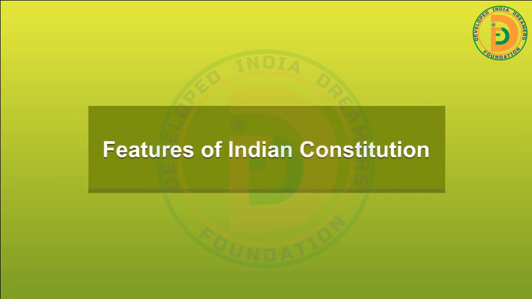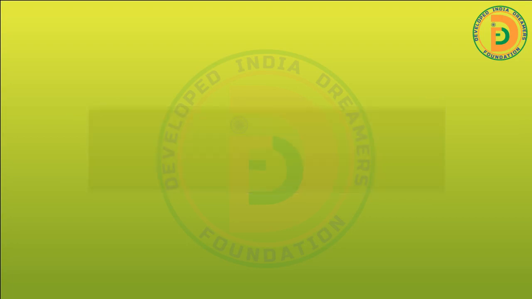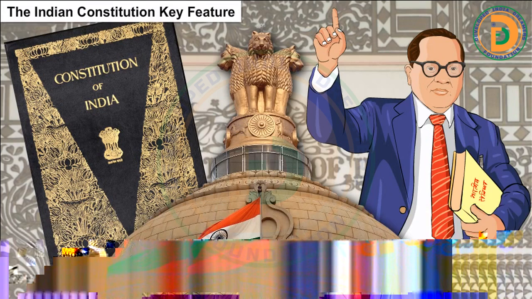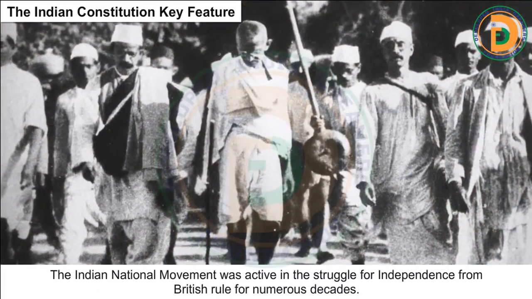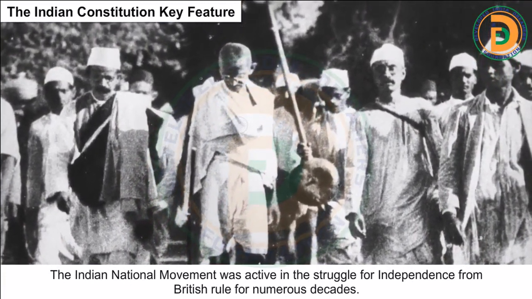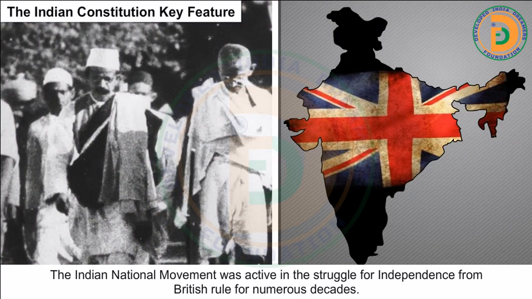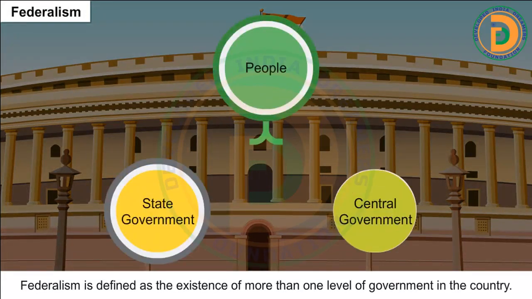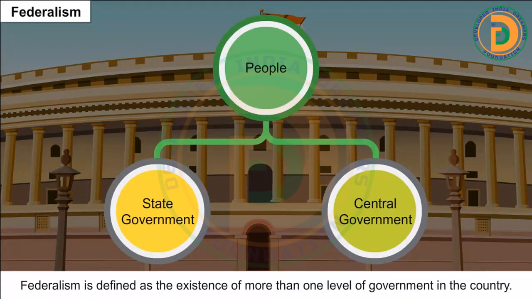Features of Indian Constitution. The Indian Constitution key feature. The Indian national movement was active in the struggle for independence from British rule for numerous decades. Federalism. Federalism is defined as the existence of more than one level of government in the country. Example, India.